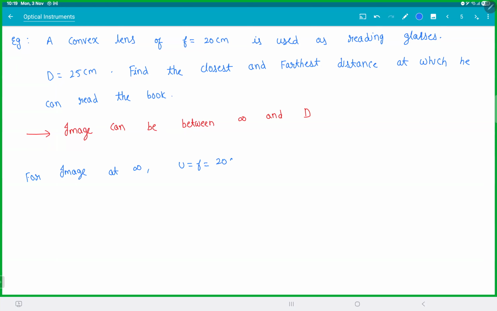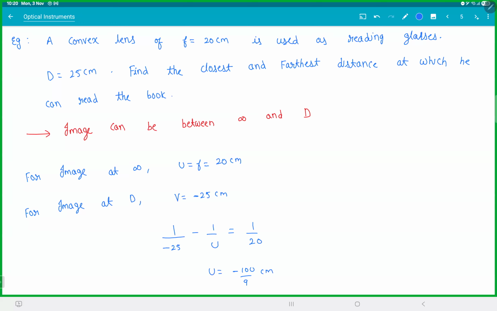That is 20 centimeters. So that is one extreme limit. The second extreme is when the image forms at capital D, that is, V is minus 25 centimeters. So using the lens maker formula, 1 by V minus 1 by U is 1 by F. This comes out to be minus 100 by 9 centimeters. That means when you keep the object at 100 by 9, the image will form at 25.